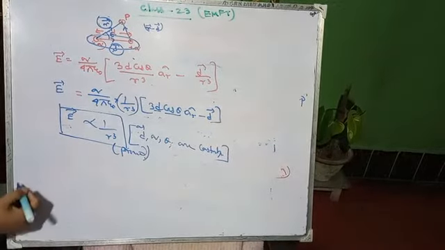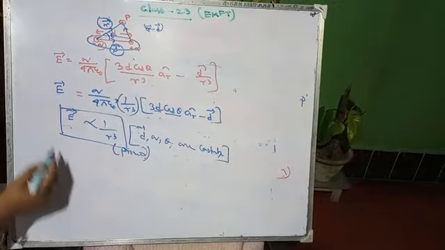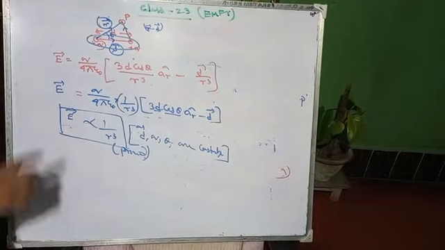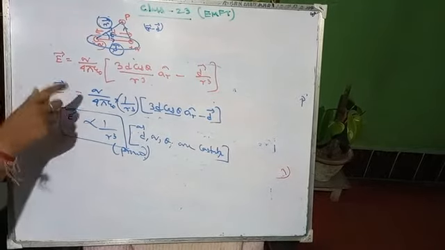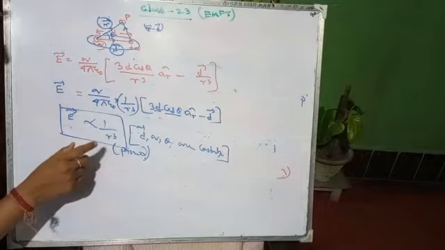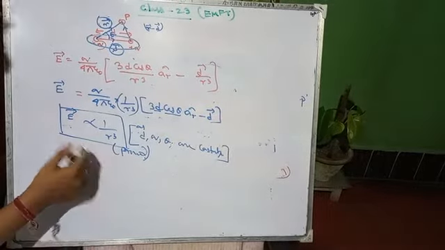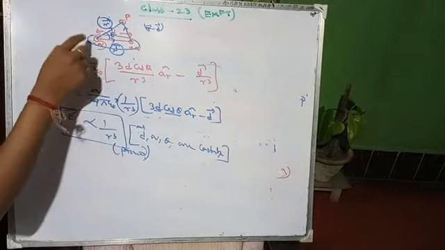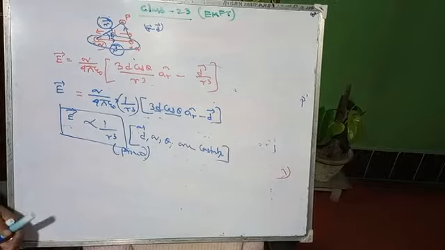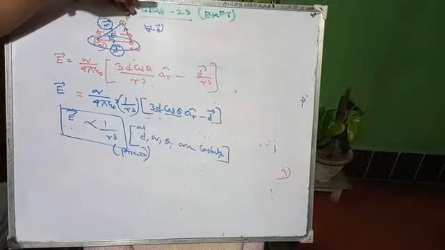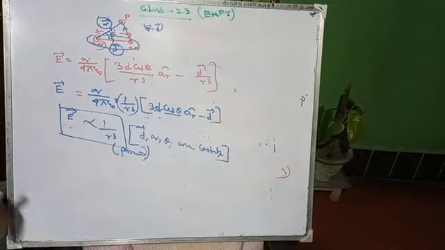In your exam, this type of question may be asked: prove that the intensity E vector is inversely proportional to the cube of the distance between the negative pole and that particular point P, where the intensity is to be measured due to a dipole system.